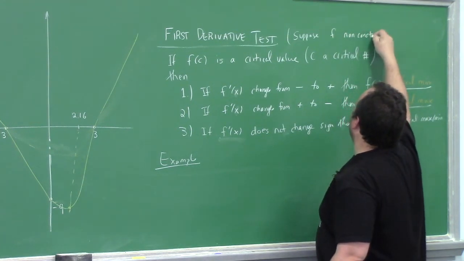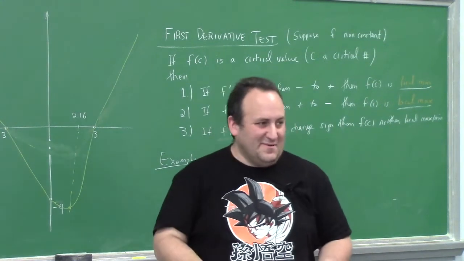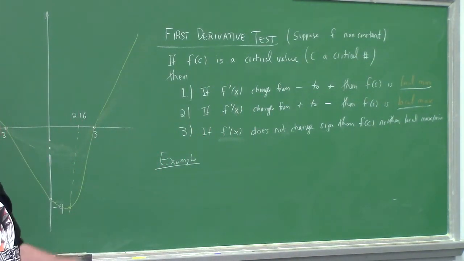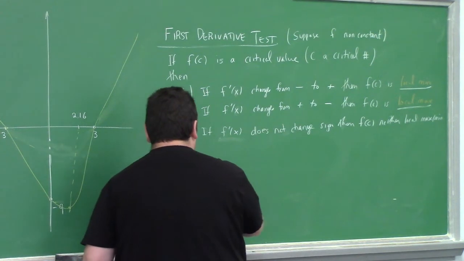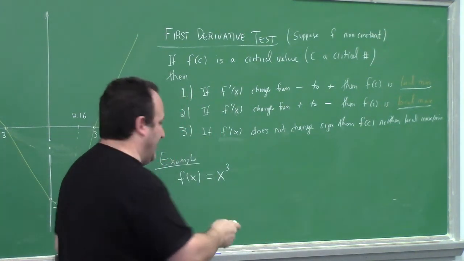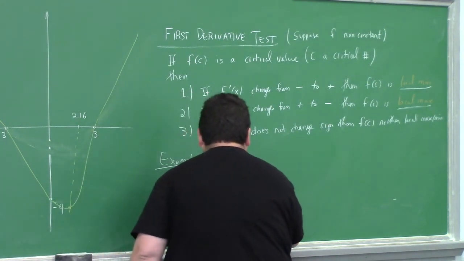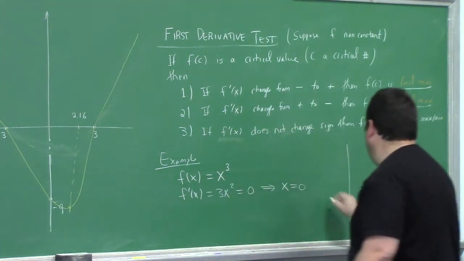because if f is constant, then every point in the domain is both a minimum and a maximum, and every point is a critical number. Constants break everything, in some sense. But here's an interesting example: f of x equals x cubed. f prime of x is 3x squared. That's equal to 0 only when x is equal to 0.